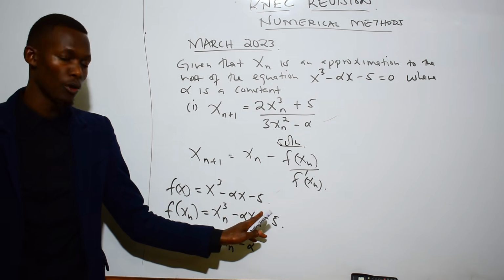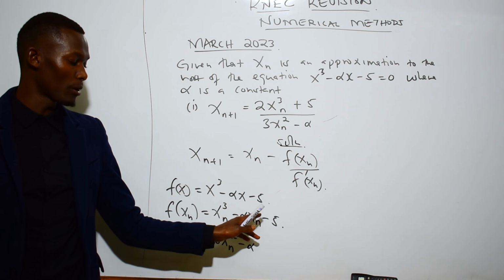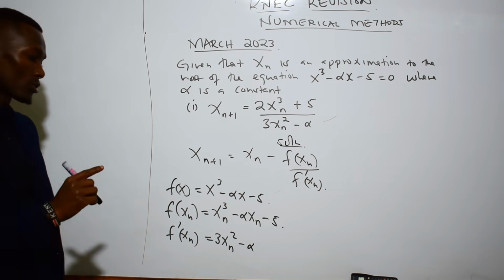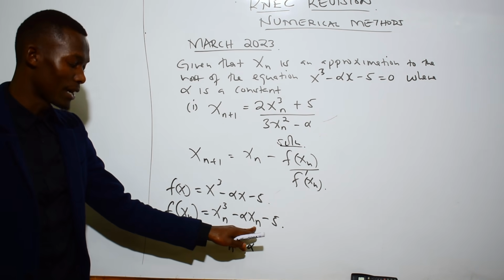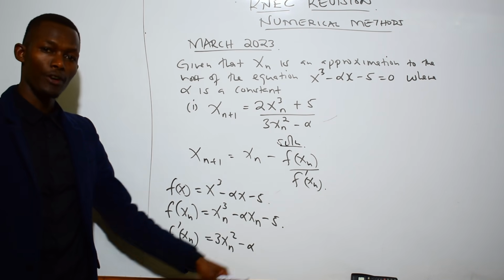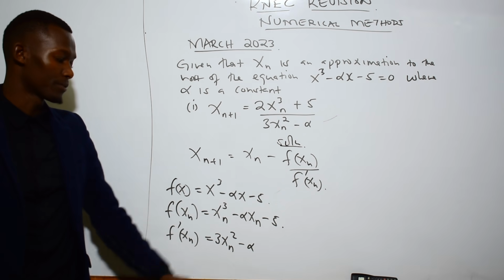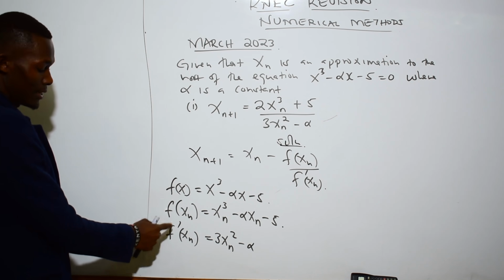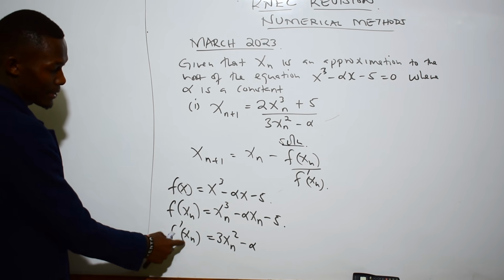So remember, this is to the power 1. Drop the power, reduce the power by 1, it becomes xn to the power 0, and anything to the power 0 is 1. So this term here will just remain to be 1. And when you differentiate a constant, you get 0.